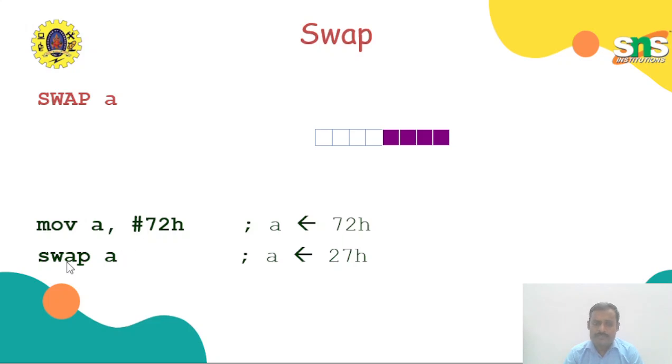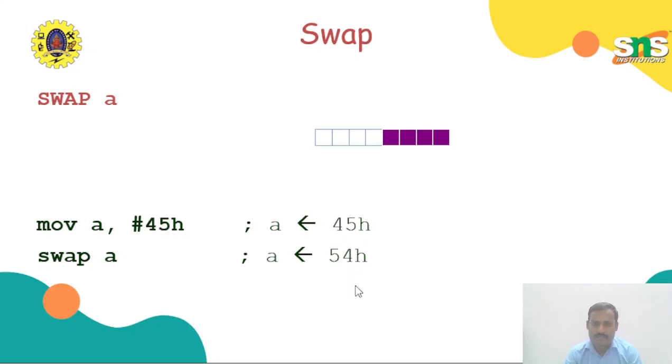So what happens once I perform a swap? This lower nibble of 4 bits goes to the higher 4 bits and the higher 4 bits become the lower bits. That is, the lower nibble becomes the higher nibble and the higher nibble becomes the lower nibble. After the swap, this 2 becomes the higher nibble and 7 becomes the lower nibble. A becomes 27, because the lower nibble 2 becomes the higher nibble, and the higher nibble 7 becomes the lower nibble. So after swapping, we get 27.